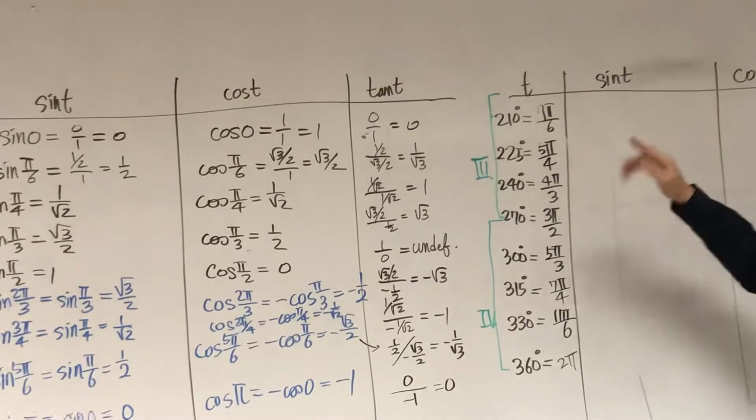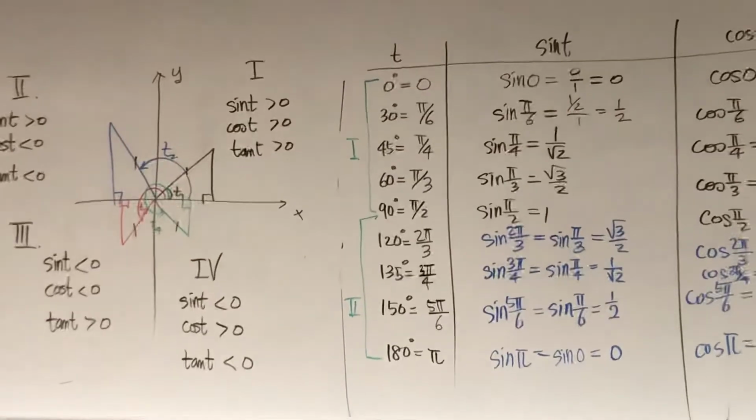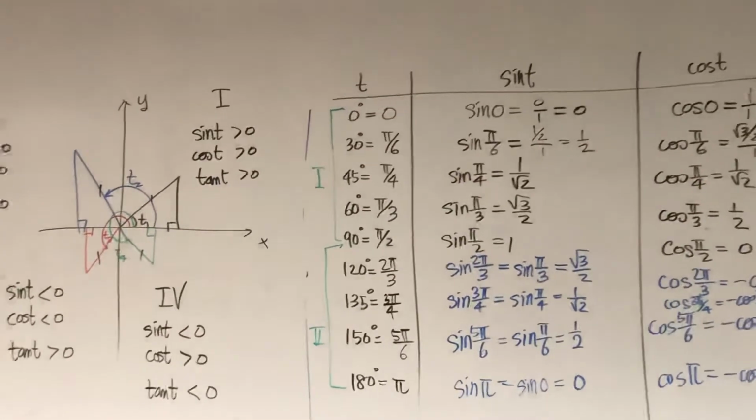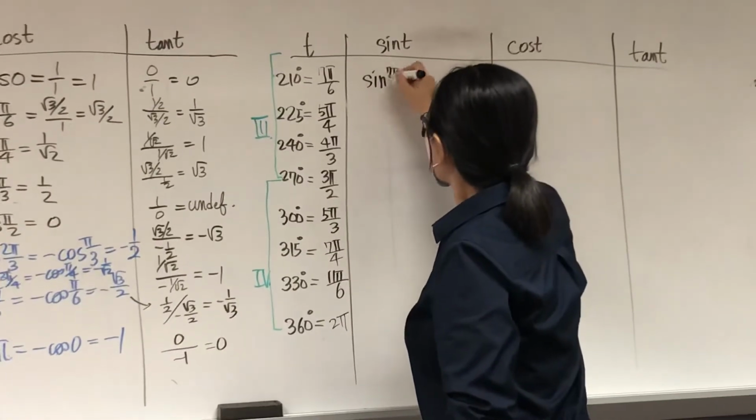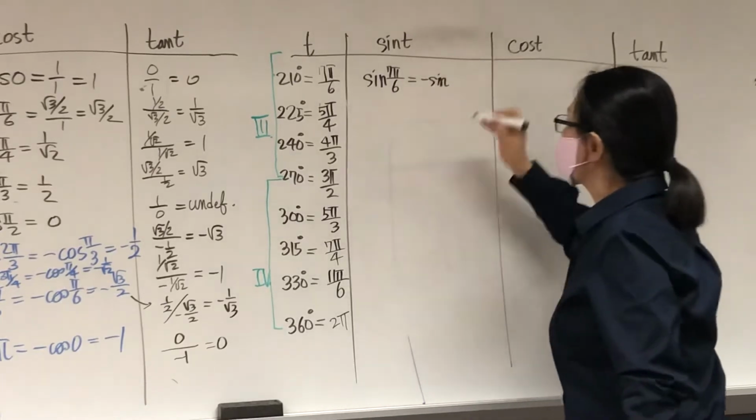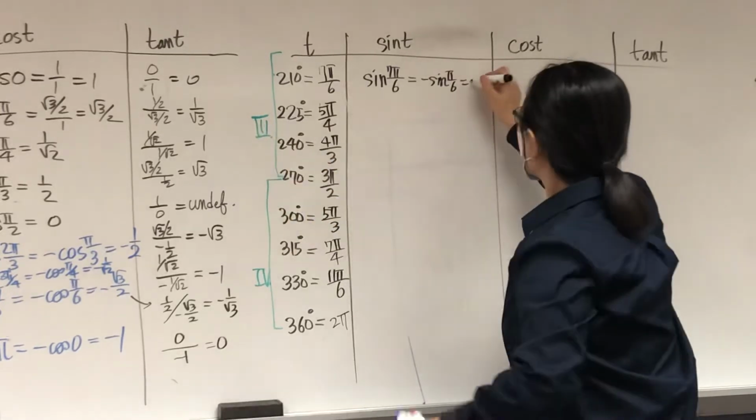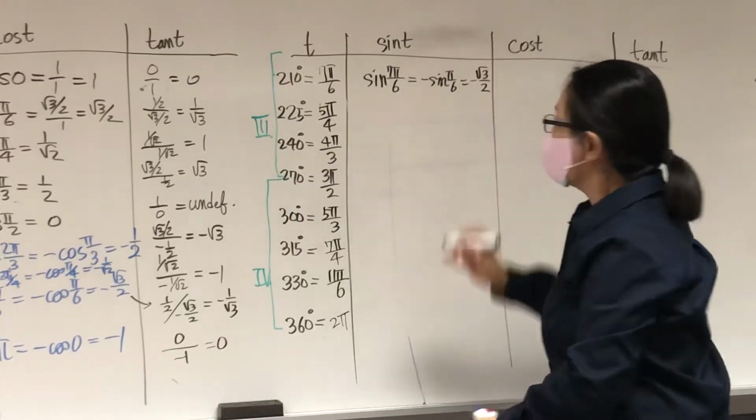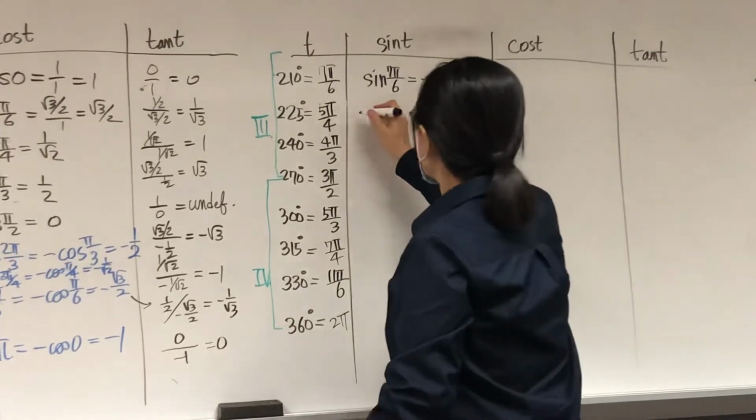At the third quadrant, your sine and cosine should be negative. Am I right? So let's go. Sine 7 pi over 6 is negative sine what? What is the reference angle? Good. So negative square root 3 over 2. Am I right? Okay, keep going.